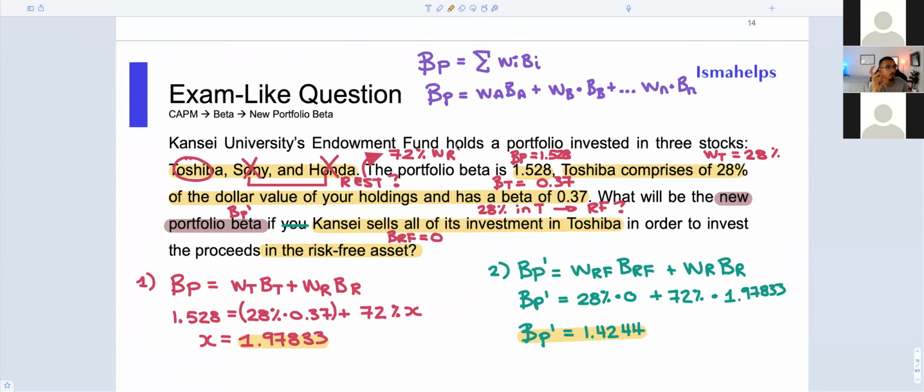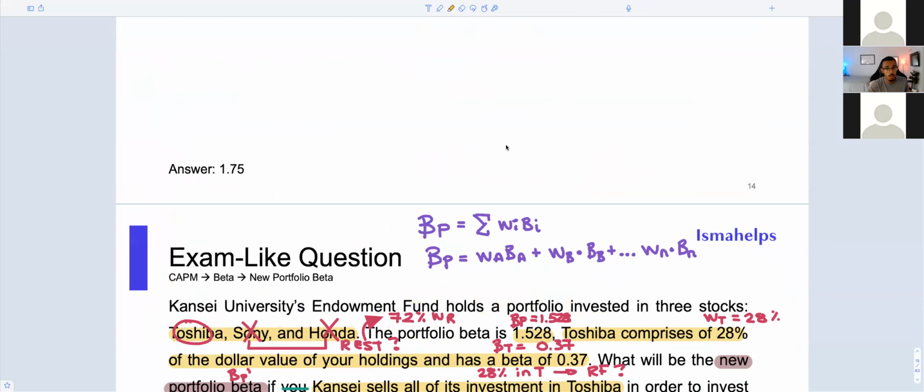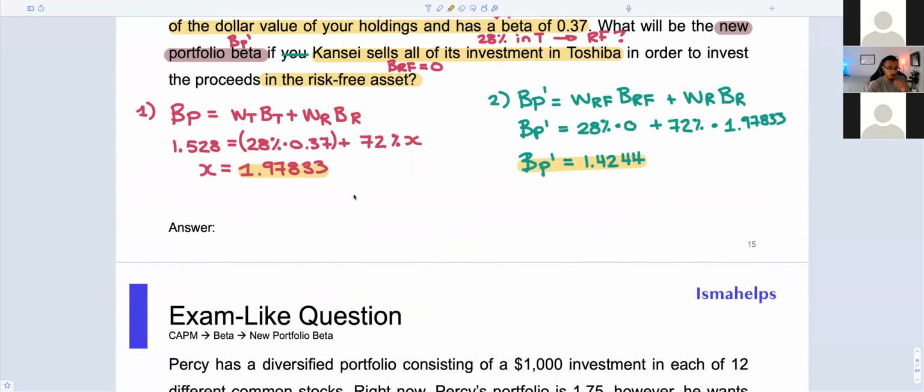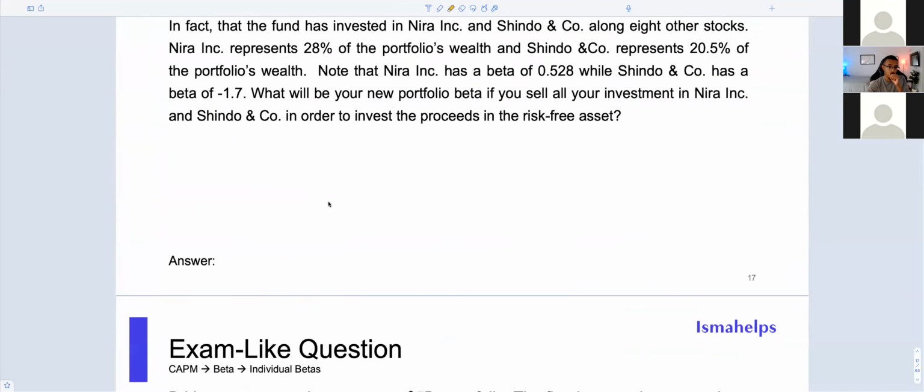If we have a new portfolio beta question, it's us either buying a stock or selling a stock, and now we're trying to figure out what will be the new beta. It's more a question of practice, and that's why it's amazing. You have so many different practice problems just related to new portfolio betas here.